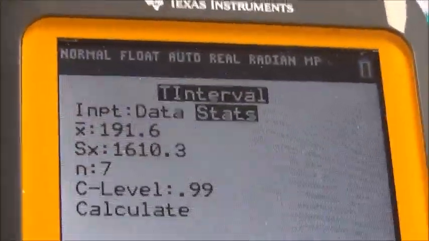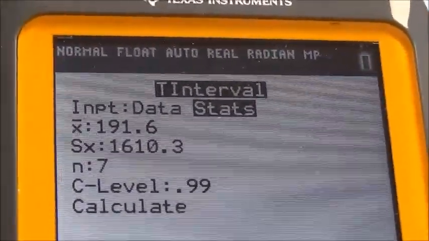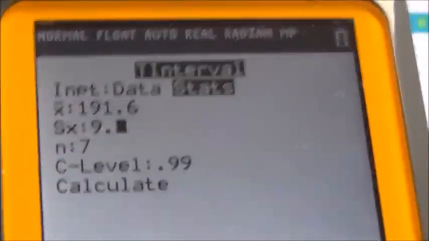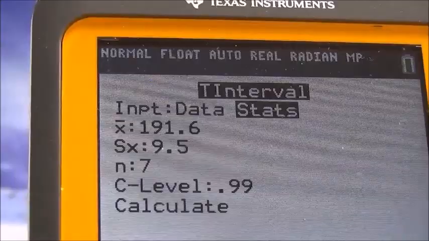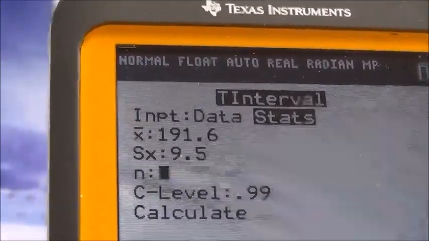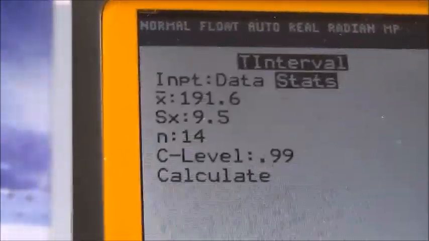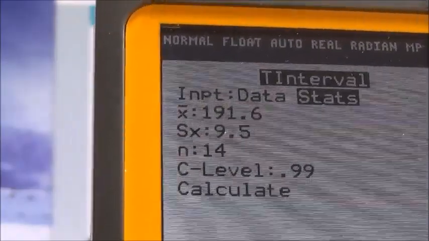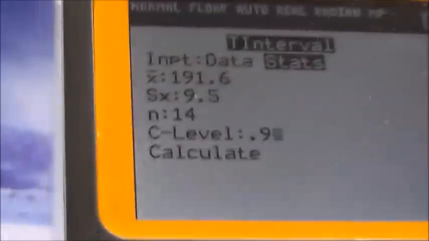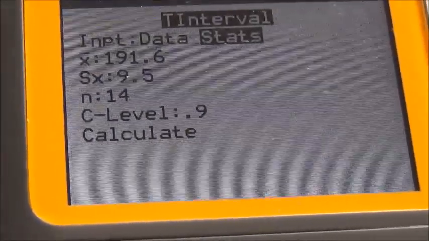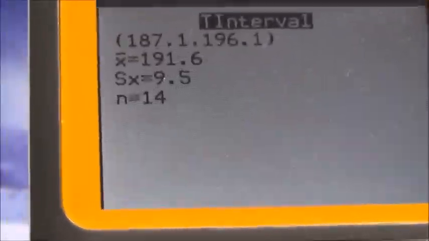191.6. My standard deviation is 9.5. I am doing a sample of data for 14 women, so N is going to be 14. I want a confidence interval of 90%, so 0.90. And then I'm going to calculate those statistics.